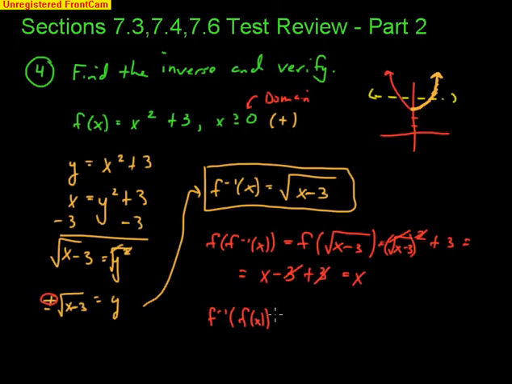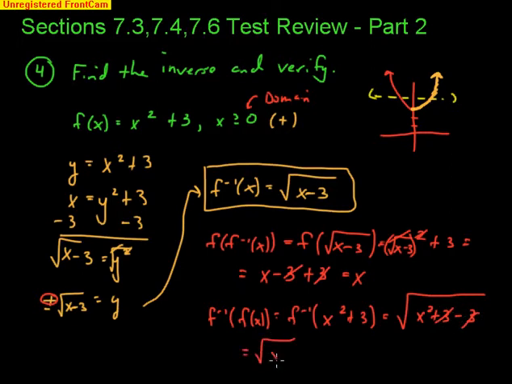F inverse of f of x. That's f inverse of, we put f of x in there, x squared plus 3. And I will write my inverse function, square root of, do not put the x, put the minus 3, and x squared plus 3 goes in that place. The plus 3 and minus 3 cancel, so that gives you the square root of x squared, and the square root and the squared cancel and leaves you with x. And you have verified that these are inverse functions. Okay, very good on inverse functions.